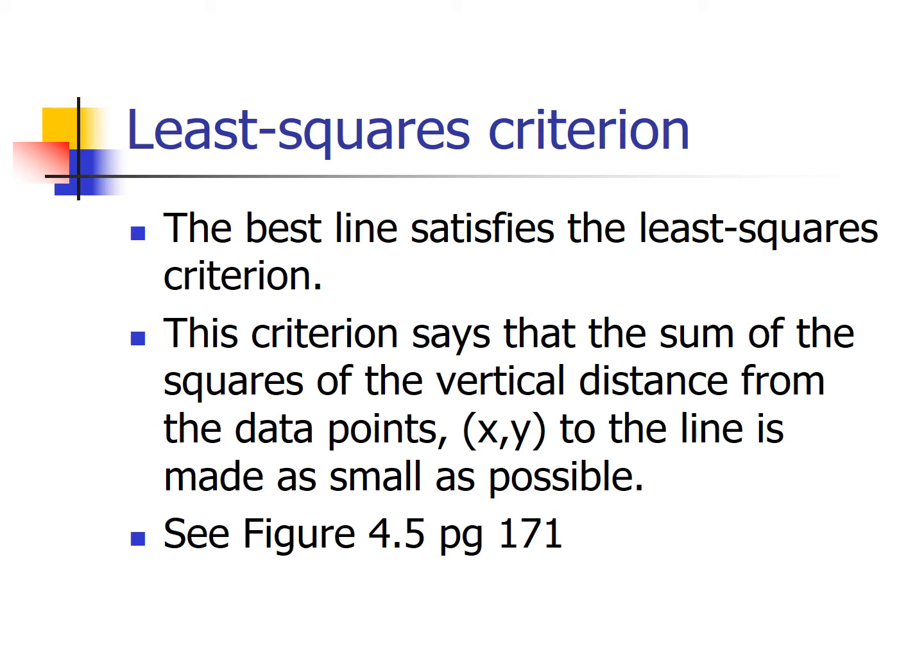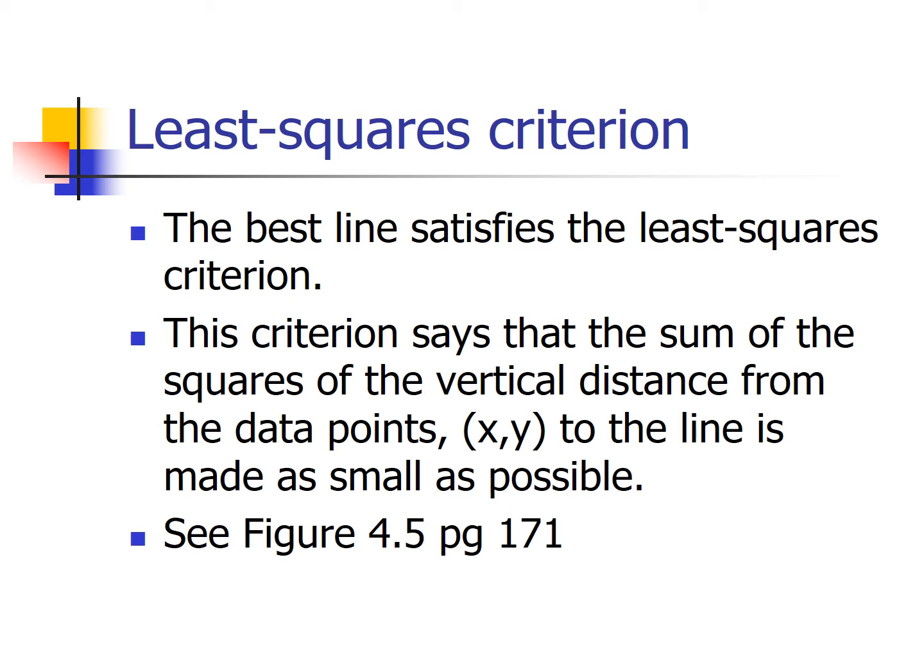The criterion basically says that if you look at the sum of the squares of the vertical distance from all data points to a particular line, the best line makes this value as small as possible. That's the idea. Least squares. You square the distance, you add them all up, and you look for the line that has the smallest, the least value. If you want to see a picture of this, you could look at the figure in the book. The basic idea is you draw a line, and you measure vertically the distance from every point to that line. If the line fits the data really well, it's going to be really close to all these points. That vertical distance should be pretty small.